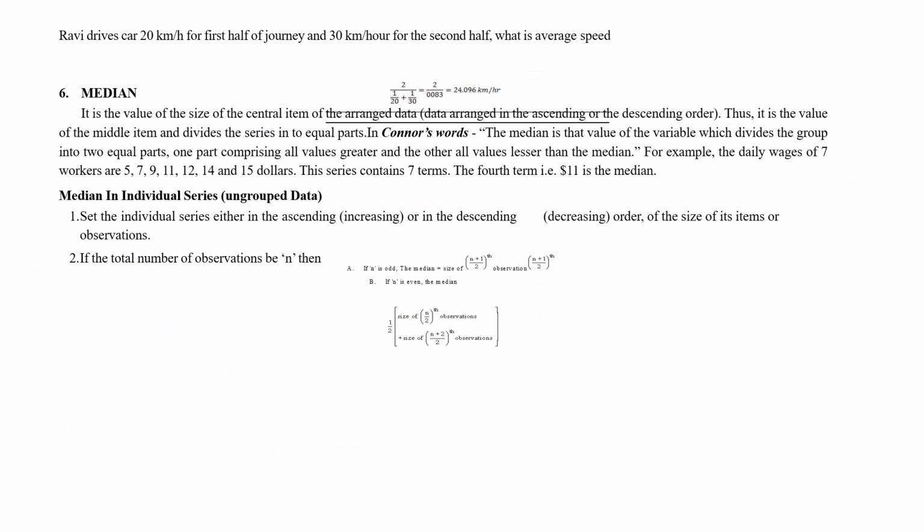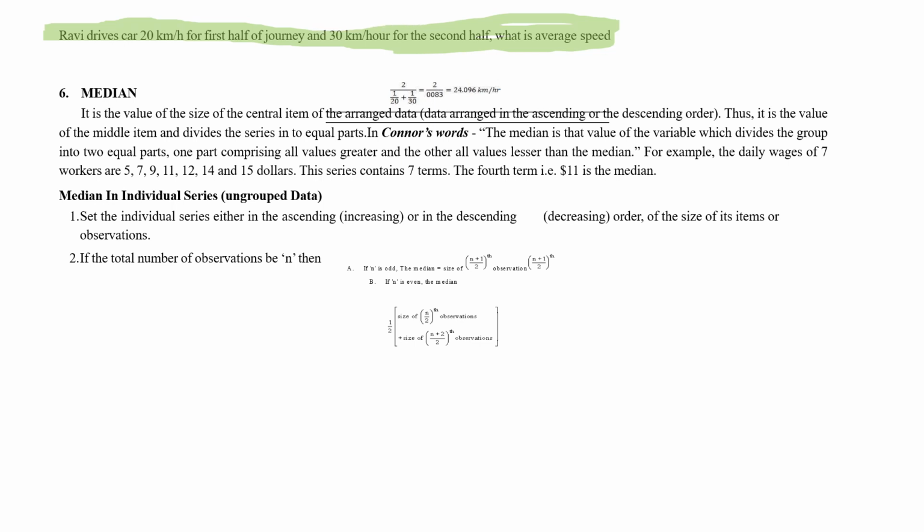So Ravi drives a car at 20 km per hour for the first half of the journey, and 30 km per hour for the second half. What is the average speed? Here n is 2, so 20 and 30 are given. n is 2 here divided by 1 by 20 plus 1 by 30, that is 2 divided by 0.0833, that is 24 km per hour. Sometimes they give you this kind of question in the exam, with different speeds, so watch out for it.